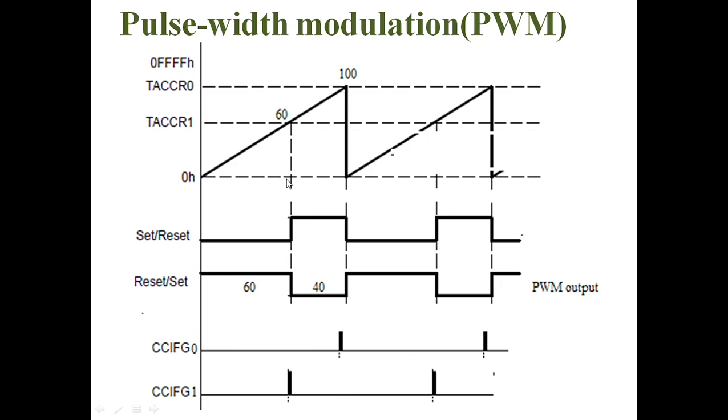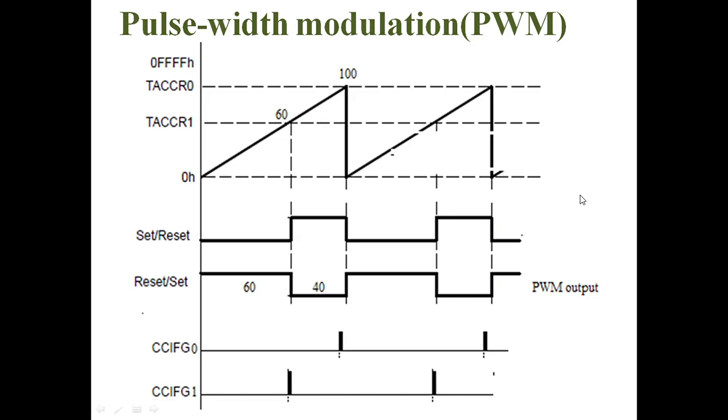From 0 to 60 that will be off, and from 60 to 100 the pulse will be on. Similarly here in this reset mode, during 0 to 60 that will be active high, and 60 to 100 it will be 0. This is the pulse modulation output.